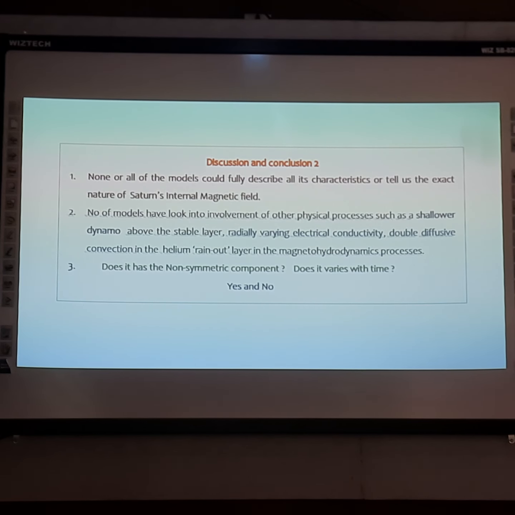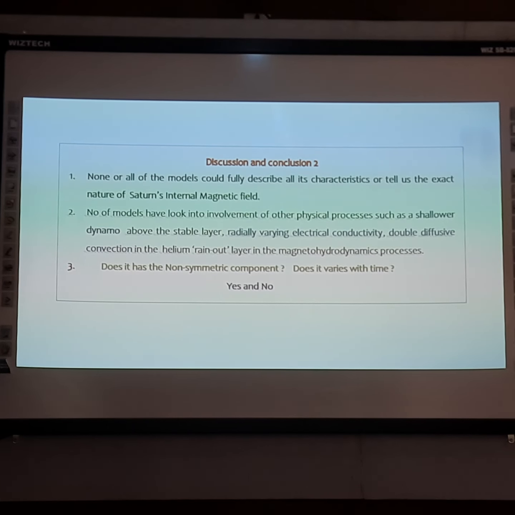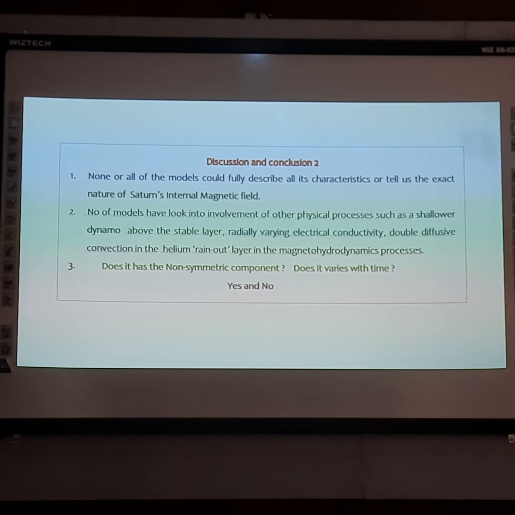Then what about the models? There are around 15 models trying to explain the magnetic field observations, but still, none of them could explain all the characteristics or reproduce the findings. Before, when we tried to analyze, does it have a non-symmetric component? Does it vary with time? We did not know, but we are able to tell now, yes, based on whose studies you support, you can say yes. Based on whose analysis we support, we can say no. That means the argument is still on, and we can join the argument if anyone is interested.